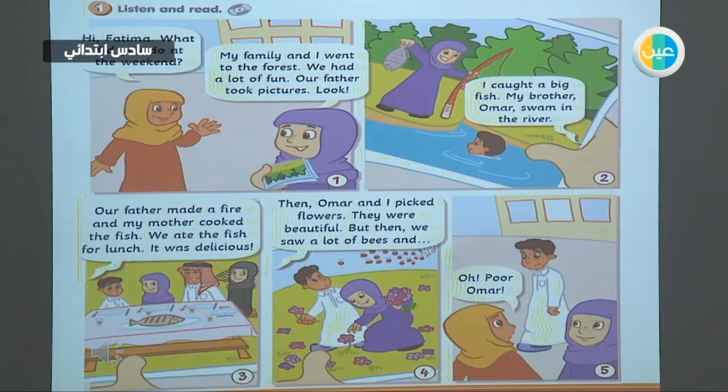Okay, here, what did she do with her brother? This is one of the pictures. What did she do? This is her brother Omar. Here, number three, this is the family. What did they do? And here, again, Fatma and her brother Omar. What did they do? And finally, what happened to Omar? Okay, listen to the audio, and then we are going to answer some questions together.